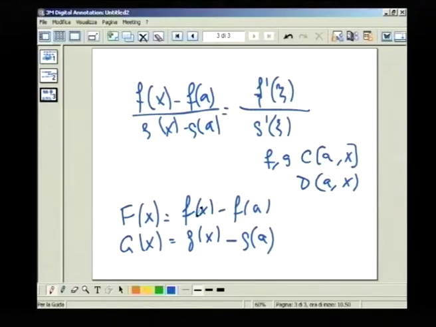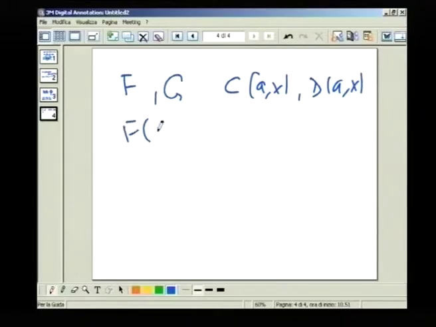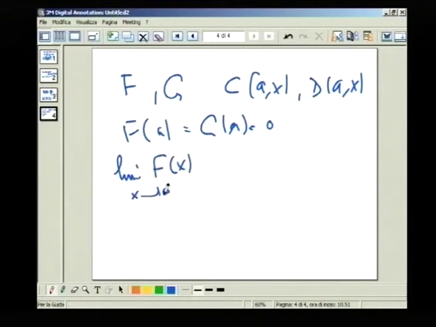Because if you take the limit of this expression here, you get the limit when x tends to a from the right-hand side. This tends to 0 because f already is continuous on the closed interval a b. So in fact, capital F and capital G, both of them are continuous on the closed interval and differentiable also on the open interval. And f of a is equal to g of a, both of them are equal to 0, and the limit of capital F of x when x tends to a plus is equal to the limit of capital G of x when x tends to a plus, and both of them tend to 0 from the continuity of both capital F and capital G.